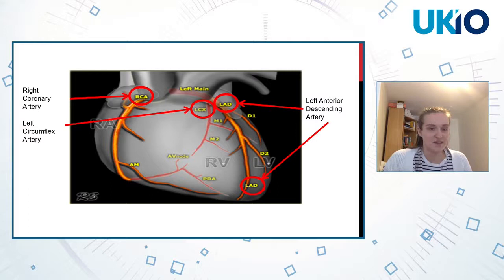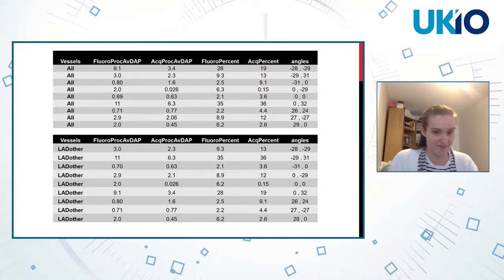The left anterior descending proximal is towards the top. It's before it branches off the left main stem, and others are just all other LAD procedures. So we just have a look at the data. I won't show you the whole data set because it's quite large, but the two tables show the dose data for all vessels, and I've just chosen one, so I've chosen LAD other.